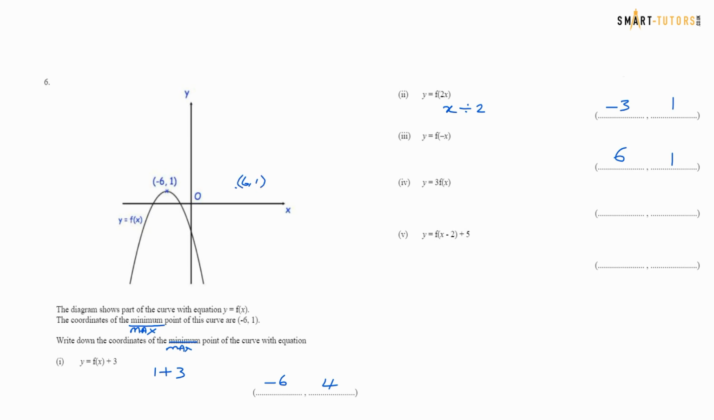Right, the next question, y equals 3f(x) means the y coordinate is multiplied by 3, which is 3, and the x coordinate is not going to change, minus 6, 3. The fifth question is f(x minus 2) plus 5, which means the x coordinate is moving to the right-hand side by 2. So the x coordinate minus 6 plus 2 becomes minus 4. The y coordinate is added with 5. So the y coordinate 1 plus 5 is 6. That is the answer for question number 6.